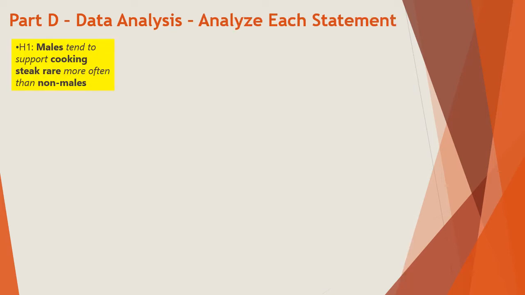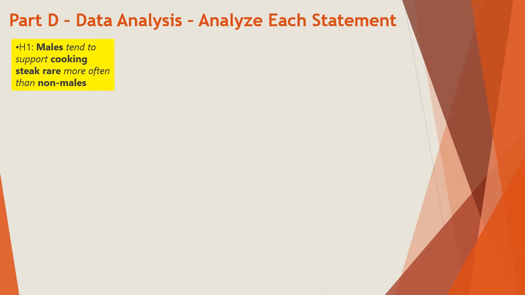So we have this spreadsheet with a lot of data in it. What do we do now? Well, we want to go back to our hypotheses and figure out which independent variables we need to look at, and then also which attitude statements we need to look at. So for my first hypothesis, I had males tend to support cooking steak rare more often than non-males.